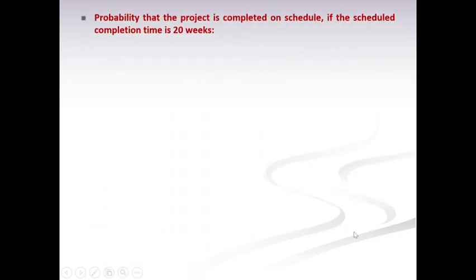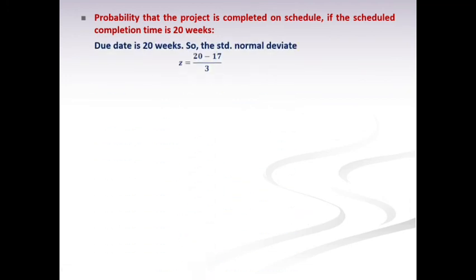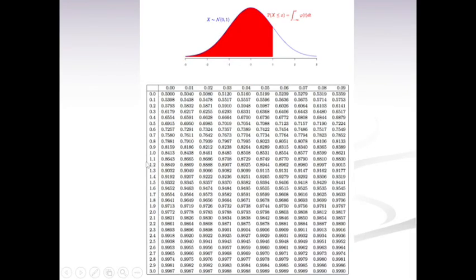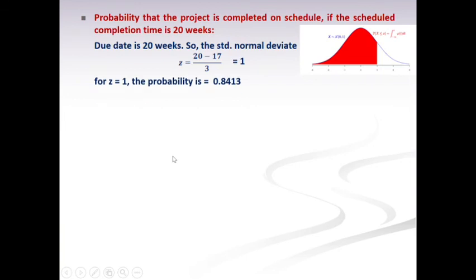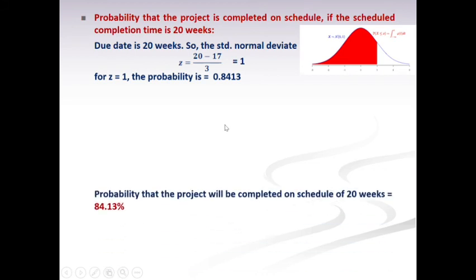Next is the probability that the project is completed on schedule if the scheduled time of completion is 20 weeks. So we know the due date is 20 weeks. We have to calculate Z: 20 minus 17 by 3, so it is 3 by 3, which is 1. So we look for the probability using the normal distribution table. The value for 1 is 0.8413. So we take that value, and the percentage will be 84.13%.